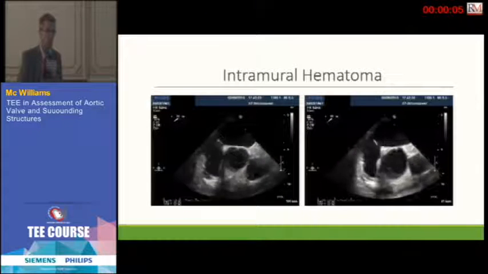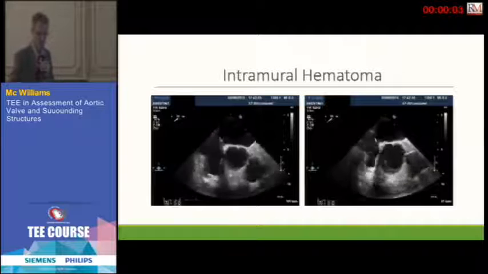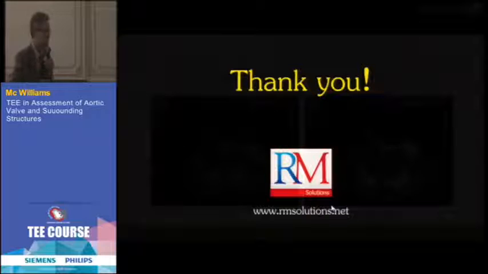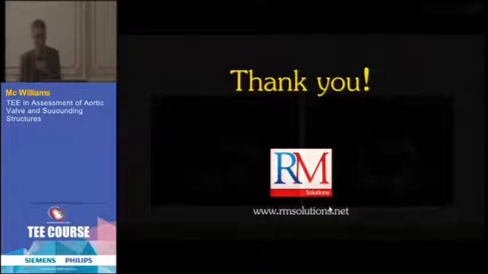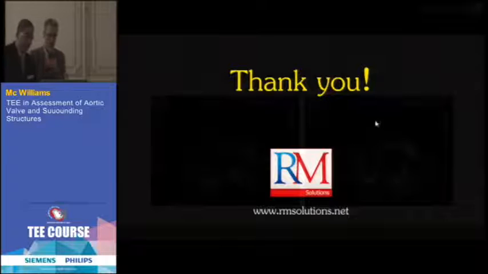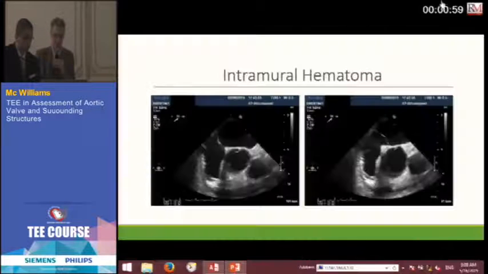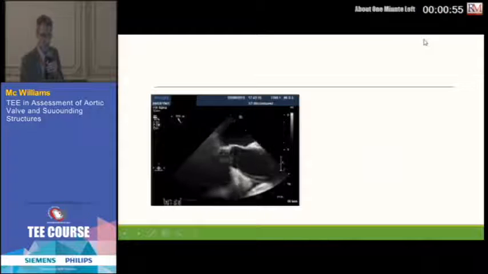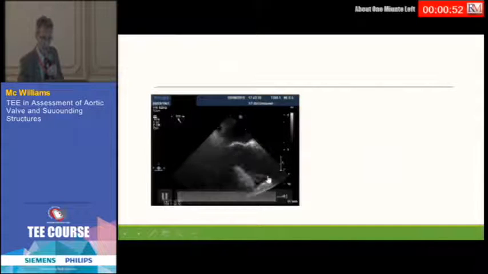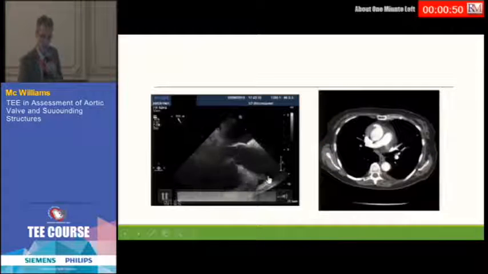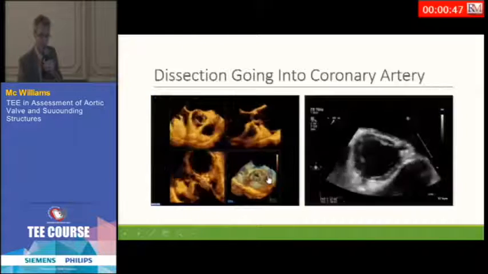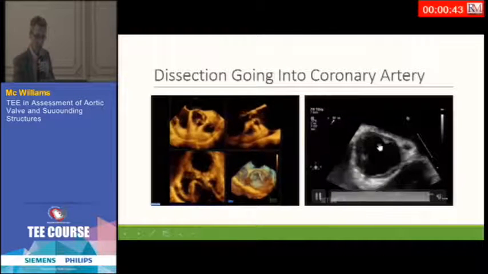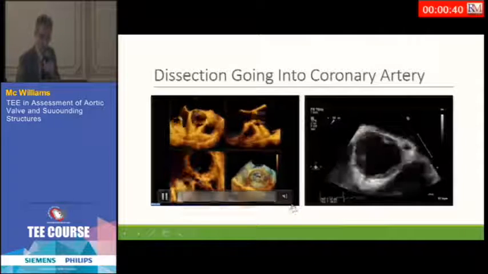I'm not going to talk much about that because one of my colleagues will talk about it. Here's another patient who had an intramural hematoma. With an intramural hematoma, you don't see a dissection flap. You just see the hematoma in the wall. And just one or two more. I should finish very briefly. Sometimes you can actually see on the anterior wall of the aorta, this patient had a penetrating aortic ulcer with an intramural hematoma. And sometimes you can actually see the dissection extending into the coronary artery.